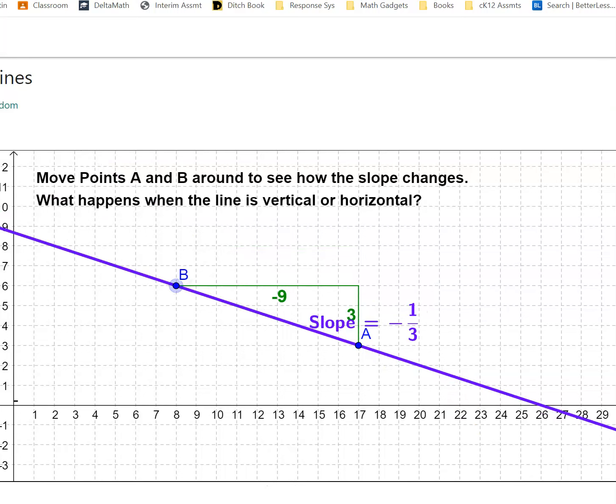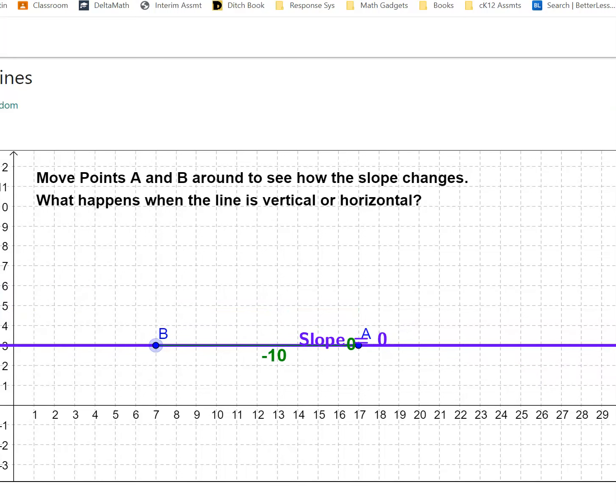So you can move the thing around here. Here's one that's 3 divided by negative 9, or it reduces to negative 1/3. So the directions here say, ask the question, what happens if the line is vertical or horizontal? Well, let's make it horizontal first. Okay. It says the slope is 0.